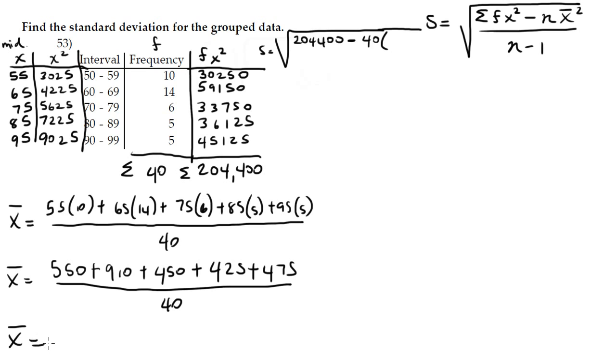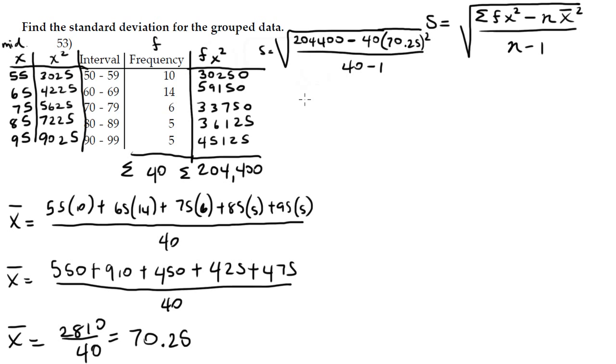Again, I'm doing this step by step. You could have done this all in one step. So I've got 2810 divided by 40. That's why I got that funny number. 2810 divided by 40, 70.25 is my mean. So this is minus 70.25 squared over 40 minus 1, which is 39 here.